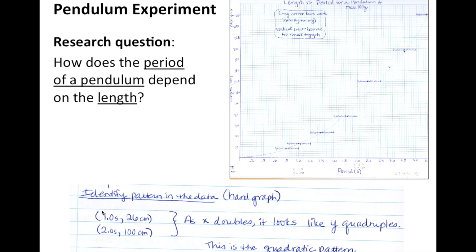This is a review of how we identify the pattern in the data when we have a handmade graph. So choosing 2 points where the x-coordinate doubles, I picked 1 second and 2 seconds. When the period was 1 second, the length of the pendulum was 26 centimeters. And when the period was 2 seconds, the length of the pendulum was 100 centimeters. And so you can see here that as the x value doubles, the y value approximately quadruples, so that's evidence of the quadratic pattern.